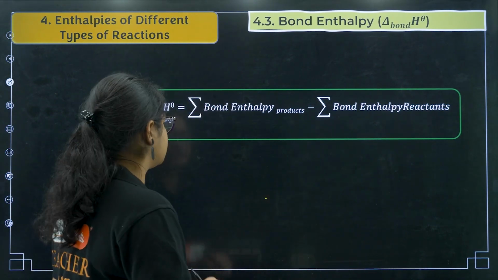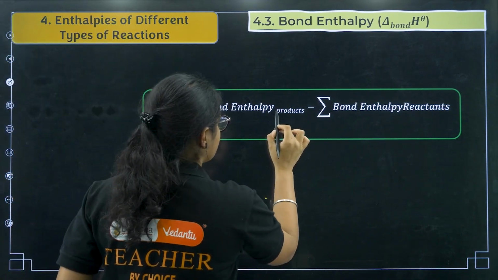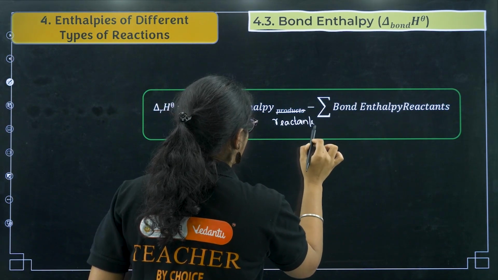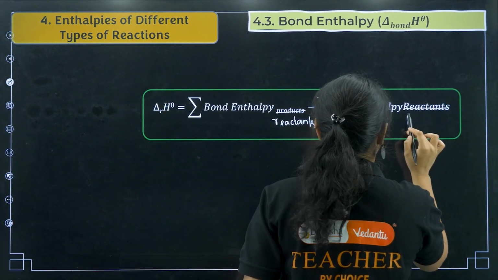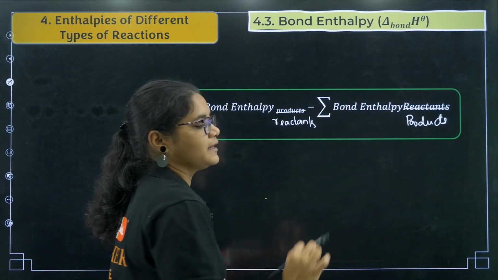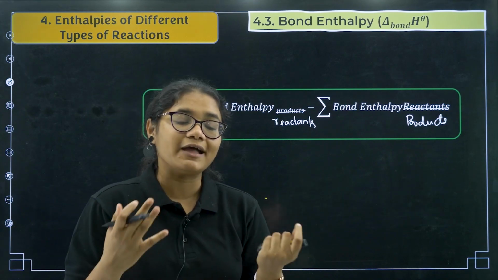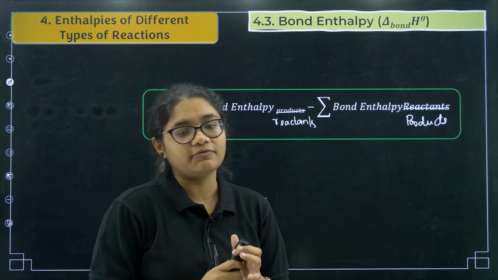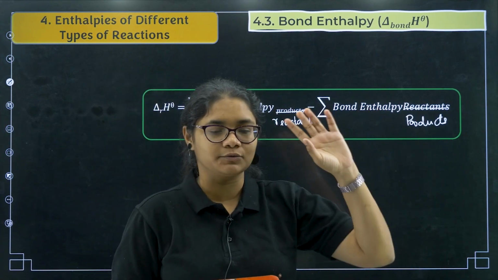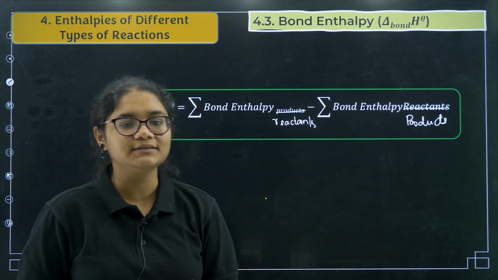Next, we can also use bond enthalpy to calculate the enthalpy of a reaction. If you want to calculate the enthalpy of a reaction, it is the bond enthalpy of reactants minus the bond enthalpy of products. Bond enthalpy of reactants minus bond enthalpy of products will give you the enthalpy of the reaction. If you have formation enthalpy, then the enthalpy of reaction is the formation enthalpy of products minus the formation enthalpy of reactants, the first question that we did. But if it is asked in terms of bond enthalpy, it is reactants minus products.